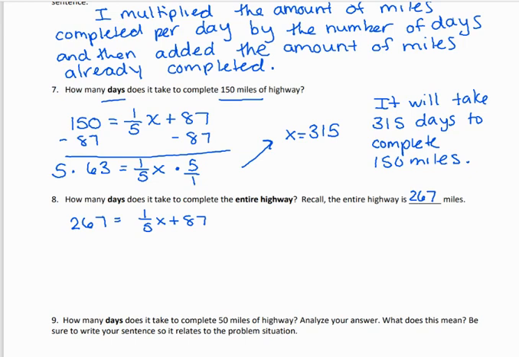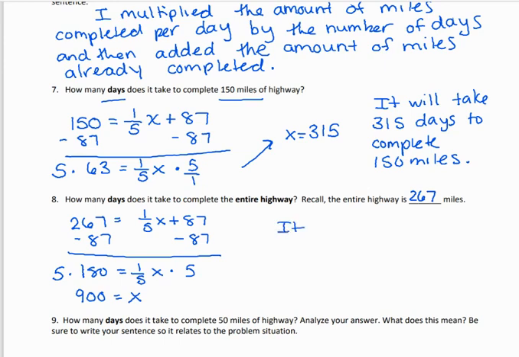Looks like people are doing a nice job. So we will subtract our 87. Good, Peyton. 267 minus 87 gives me 180. And then we multiply by that reciprocal of 5, and 5 times 180, like all of you in the chat have said, is 900. And then we just want to write that in a sentence. So it will take 900 days to complete the highway.